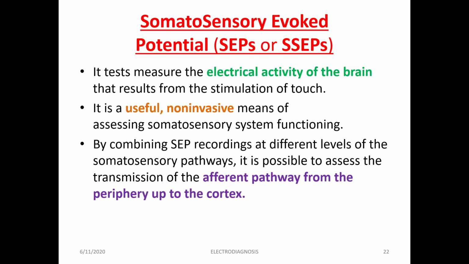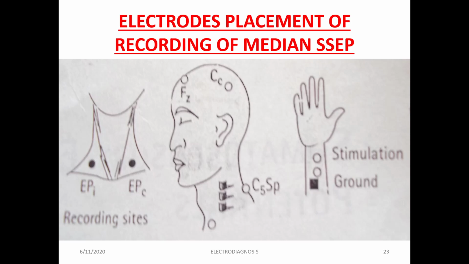You can see in this diagram, if you think of the median nerve somatosensory evoked potential, stimulation will be given at the wrist, and it will be recorded at the C5 spinous process. It can be recorded at the ipsilateral Erb's point. It can be recorded at the contralateral Erb's point. It can be recorded at the cerebral cortex, and this is frontal zero. Zero means it is midline. So it will be recorded at different places.